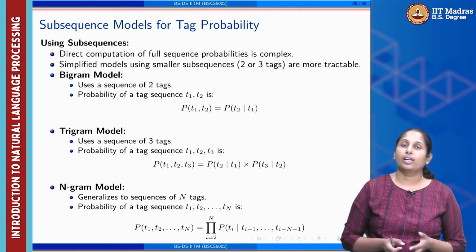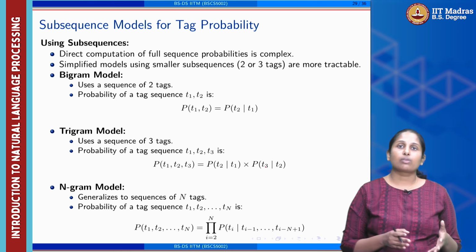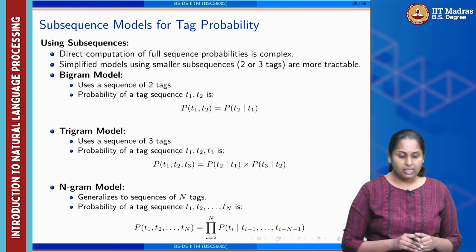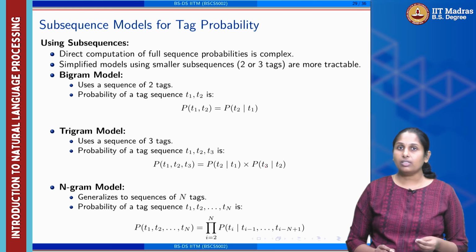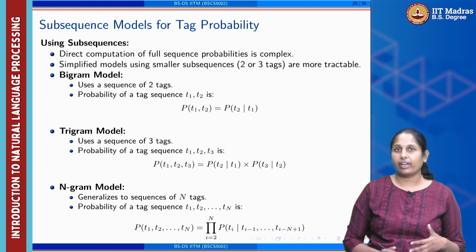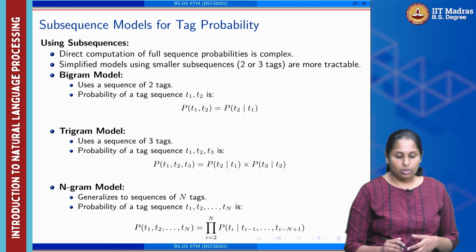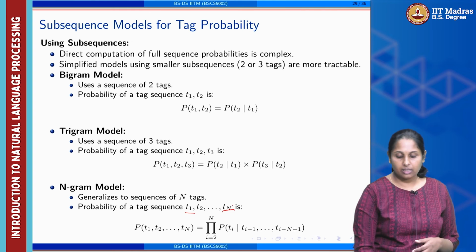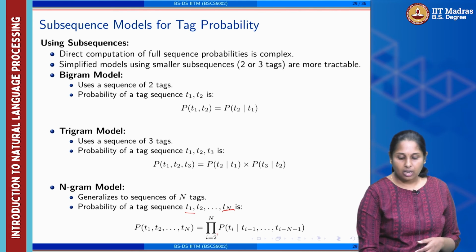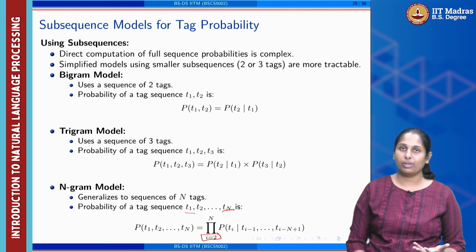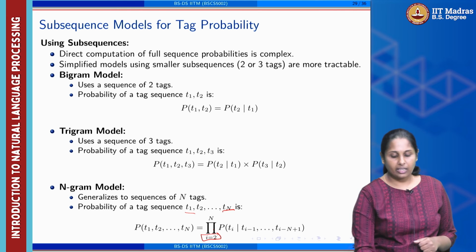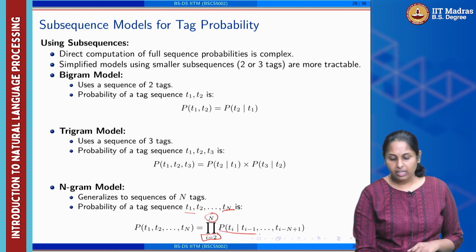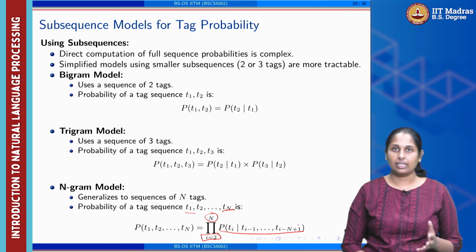And the n-gram model is used whenever the language cannot be captured by the bigram or trigram method. It is generalized to a sequence of n, it can be 4 or 5 or 6, whatever it may be. The probability of tag sequence T1 to Tn is calculated, let's say starting with 2 because 2 is the minimal case, the bigram model, and going up to n, identifying each tag's probability as a product.